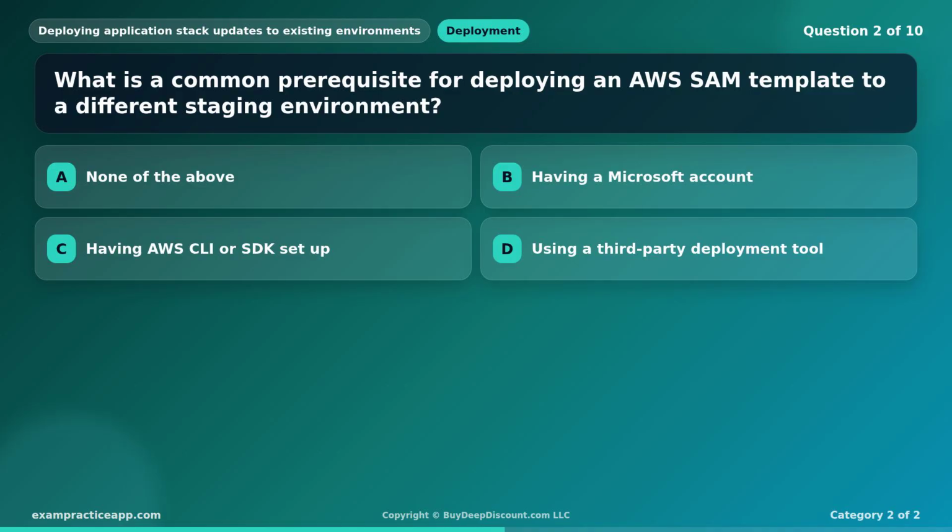Take a moment to choose your answer. The correct answer is option C. Having AWS CLI or SDK set up.